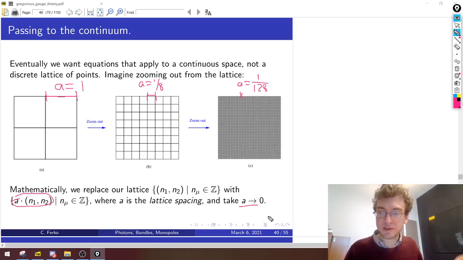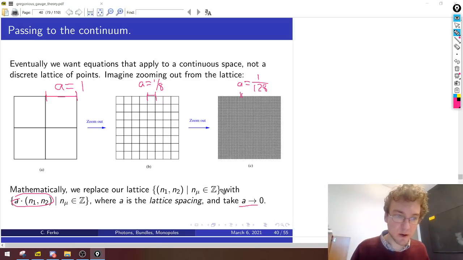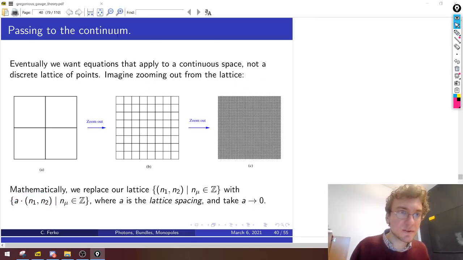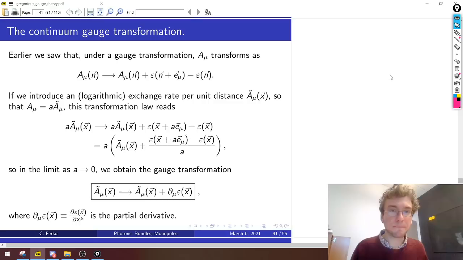So we should be able to do this in all of the equations we wrote down. Take a to 0 and get some sort of continuum quantity. So let me do that for you. I'll recall the first equation we wrote down. Under a gauge transformation where everyone rescales their currencies by some function f, which is e to the epsilon, a changed in the following way. It was a difference of epsilons at nearby points.